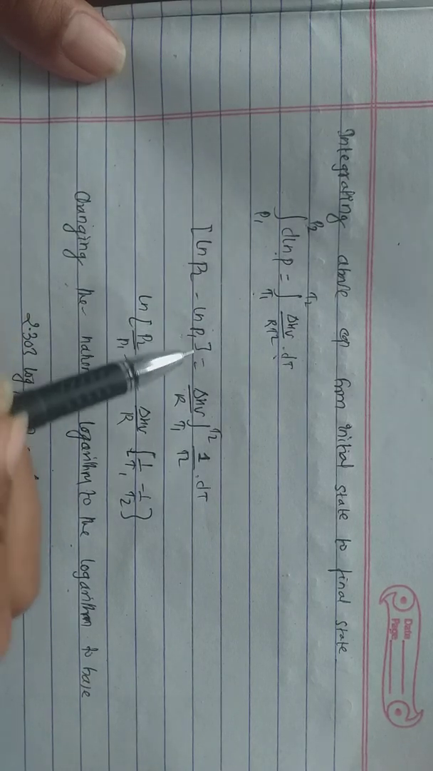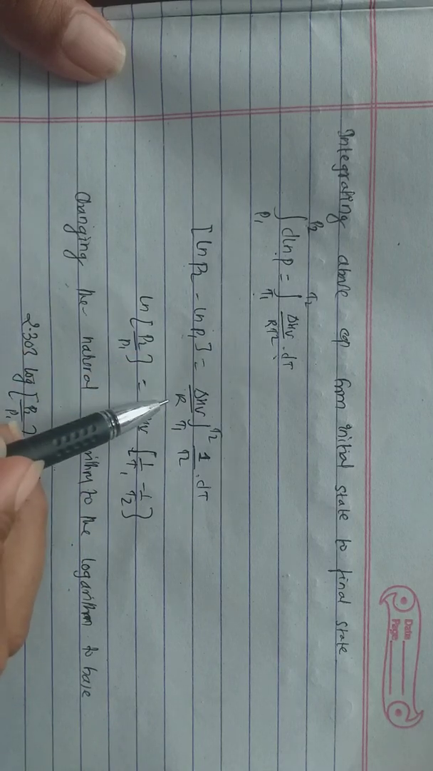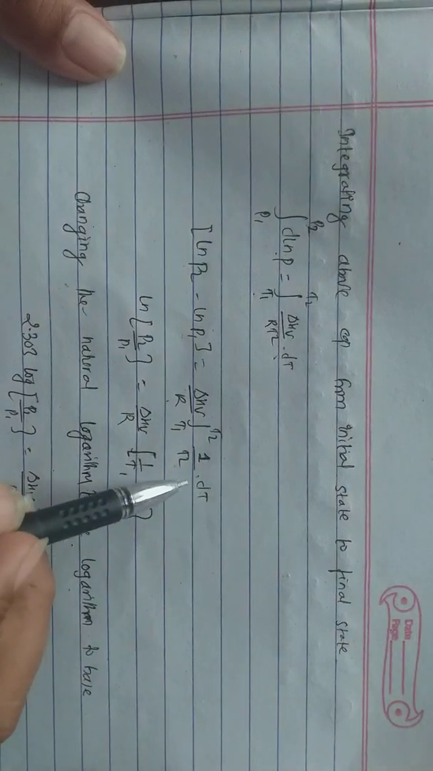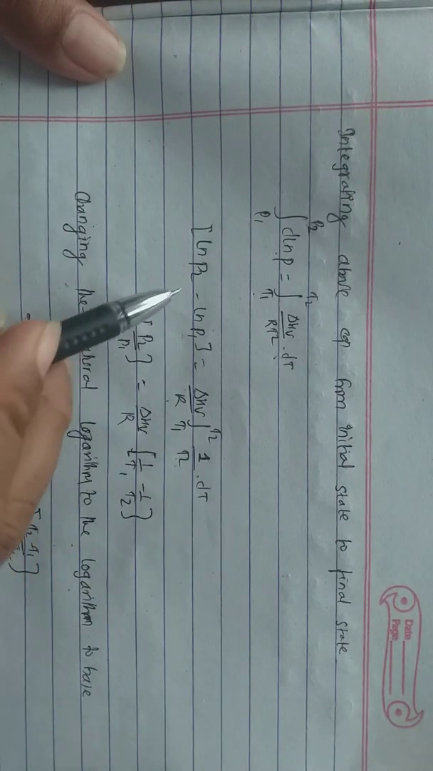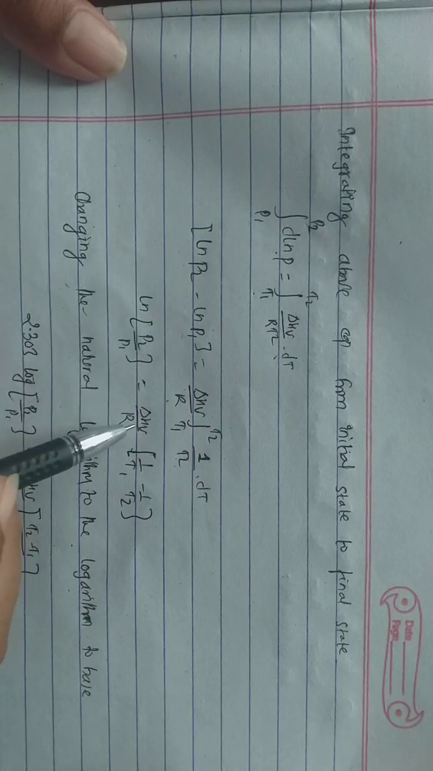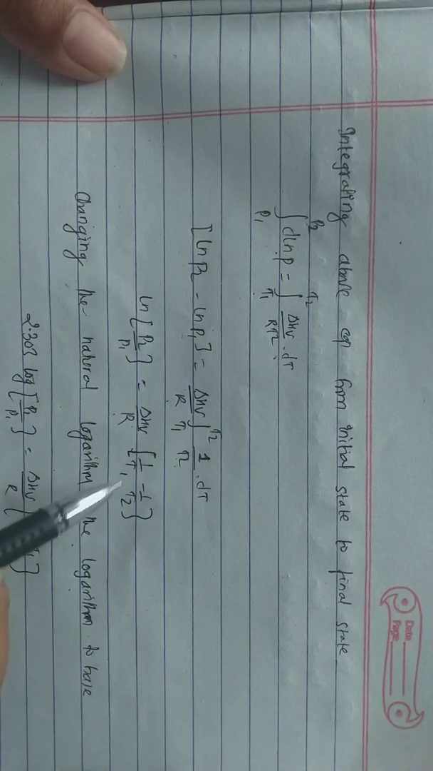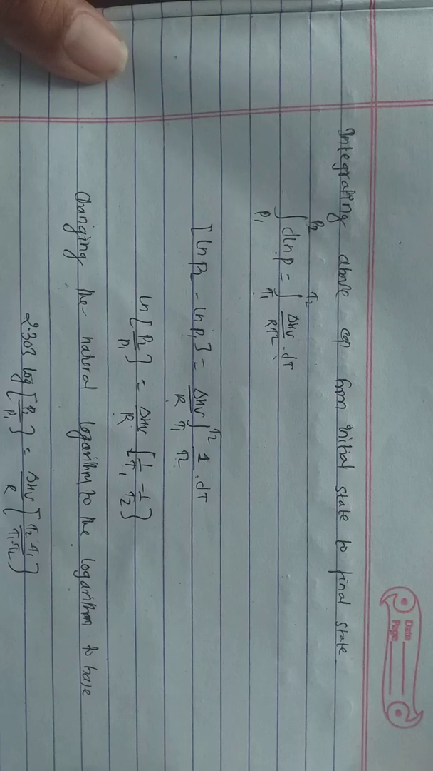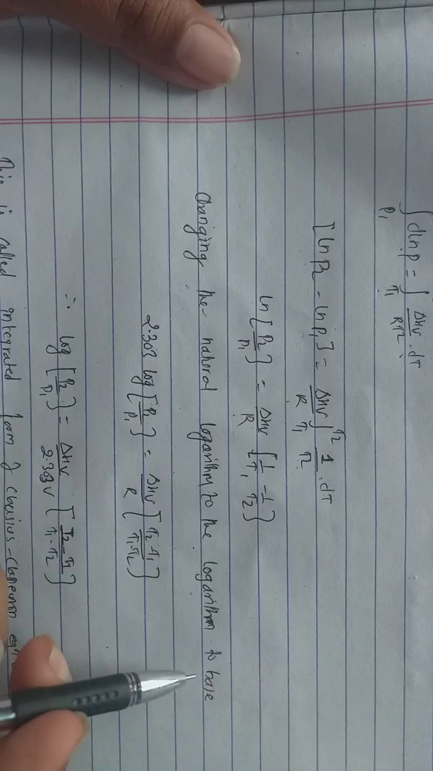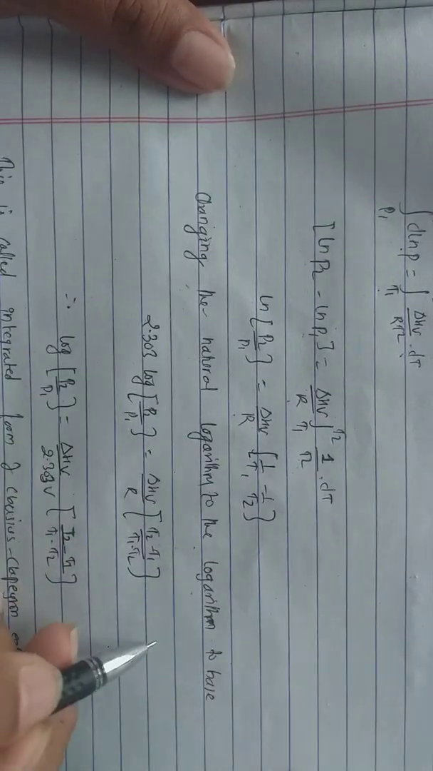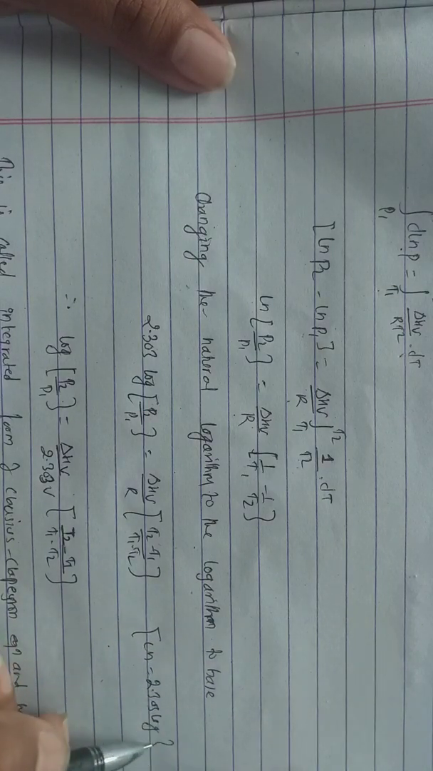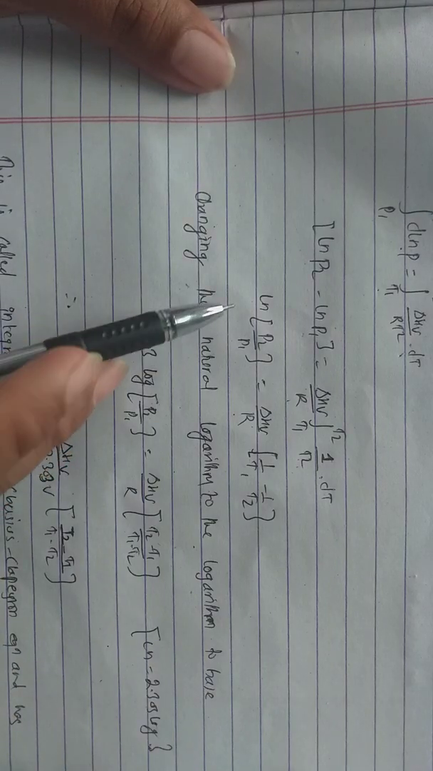When we integrate it, ΔHv by R stays, and we integrate dT by T squared in the form of temperature. Then ln P2 minus ln P1, meaning ln P2 by P1, is equal to ΔHv by R times (1 by T1 minus 1 by T2). Changing the natural logarithm to logarithm to base 10, ln is equal to 2.303 log.